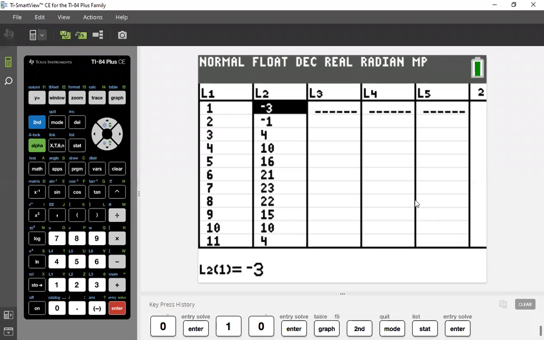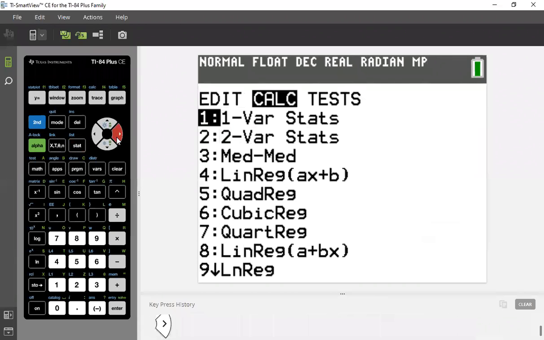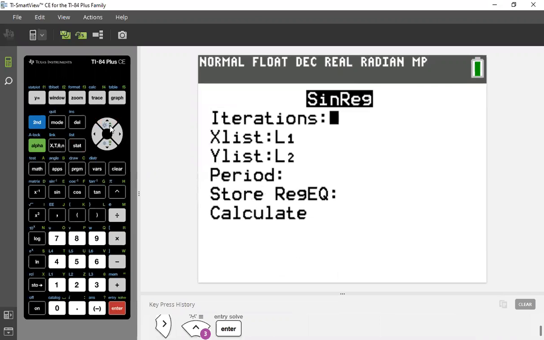Okay, you've put all this data into your calculator. So what do we do from here? Well, remember, we're now going to hit our stat button, and we go over to calc. Now this is a sine regression, so I'm actually going to hit my up arrow, and you see right there, there's sine regression. Hit enter. And of course we want to store this thing.